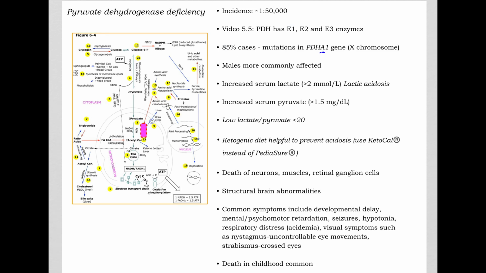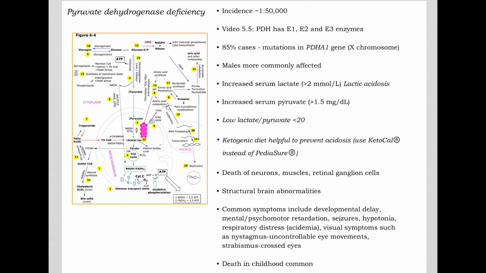This gene is found on the X chromosome, and since males have only one X chromosome, males tend to be more affected compared to females. As explained earlier, the serum lactate is high. That leads to lactic acidosis. The serum pyruvate is also high since pyruvate accumulates. So this makes the lactate to pyruvate ratio low, typically less than 20.